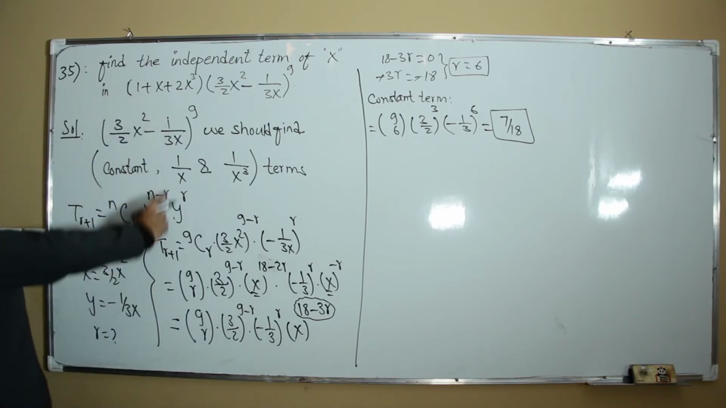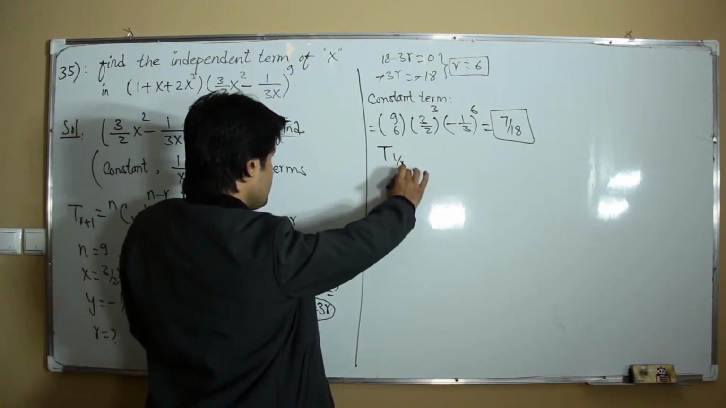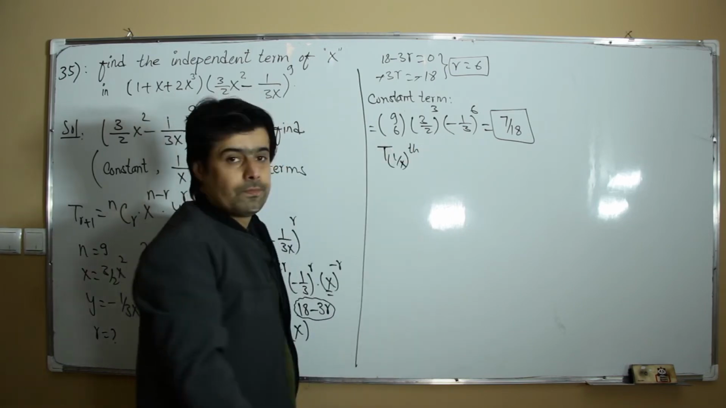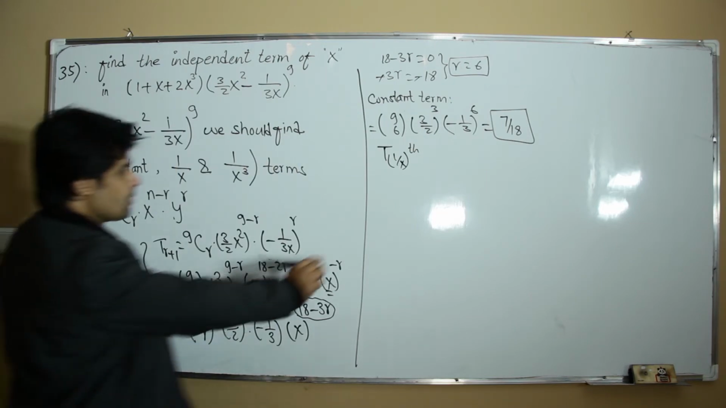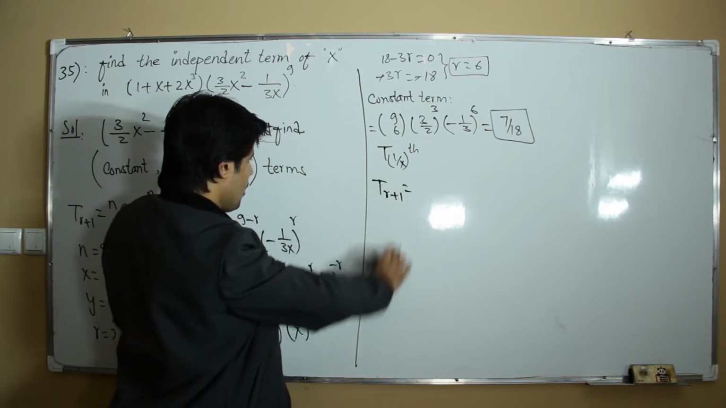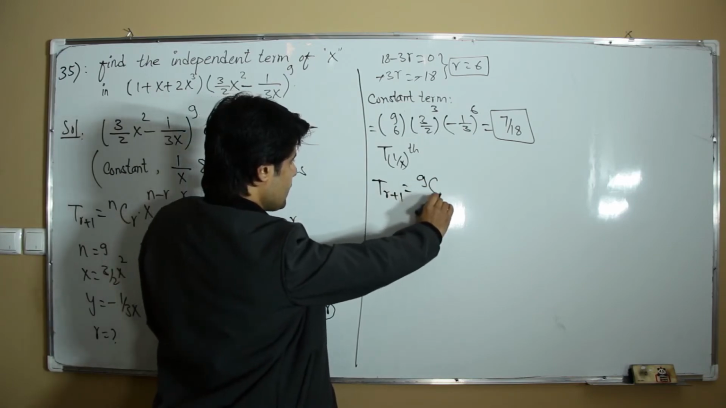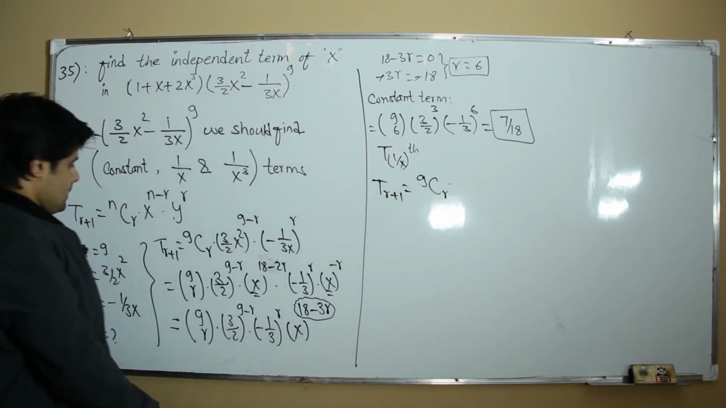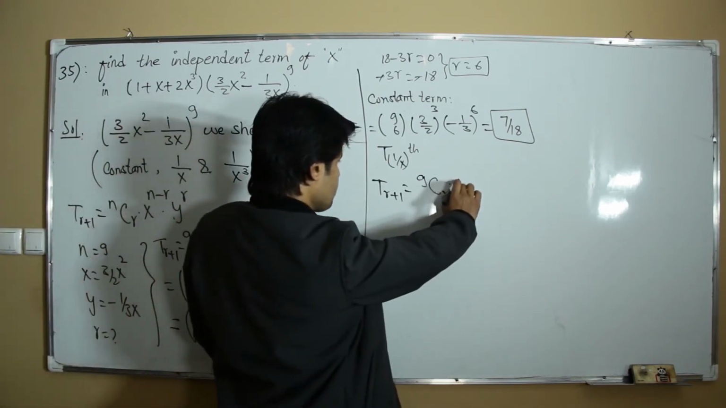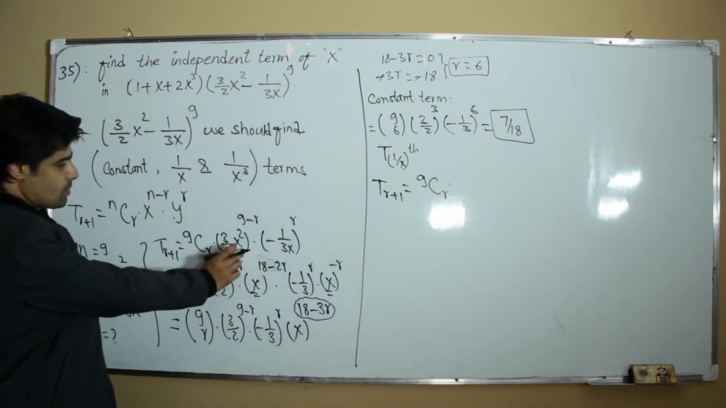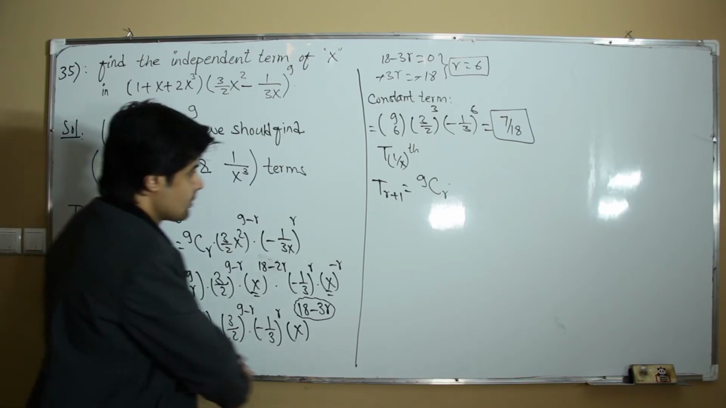Yes. Now find 1 divided by x term. We have to find 1 divided by x term. How you can solve this question? We have this one, t r plus 1. We don't know r. 9 c r, x to the power n minus r. X is 3 by 2 x squared. If you simplify this one and this one, you will have this term. Am I right? Yes.